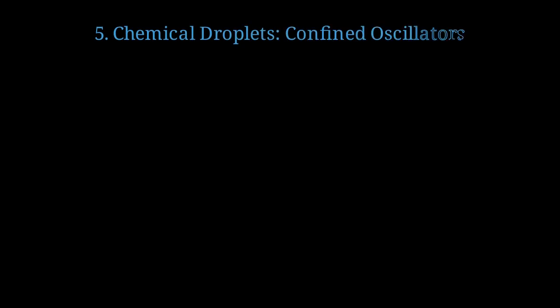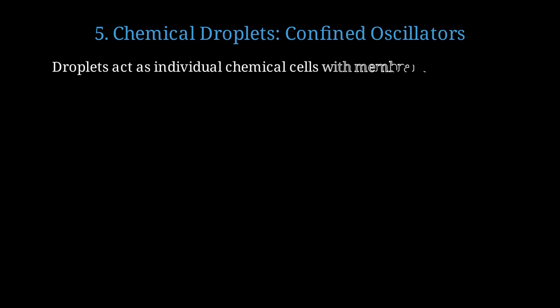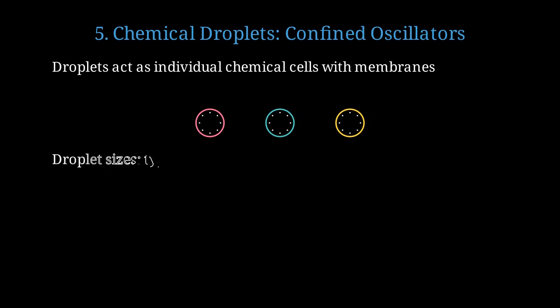Now let's explore what happens when we confine these oscillating reactions inside tiny droplets. When we create droplets of BZ solution in oil, each droplet acts like an individual chemical cell with a membrane boundary. Each droplet contains the oscillating chemistry, but they're physically separated by the oil phase, creating isolated oscillators. These droplets are typically 50 to 500 micrometers in diameter, about the size of human cells or small sand grains.